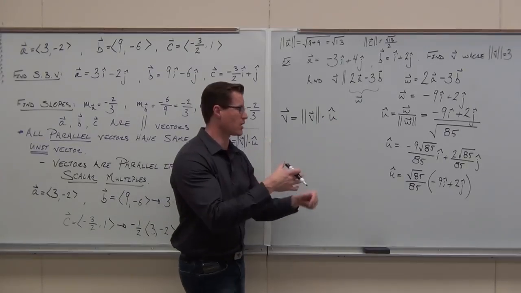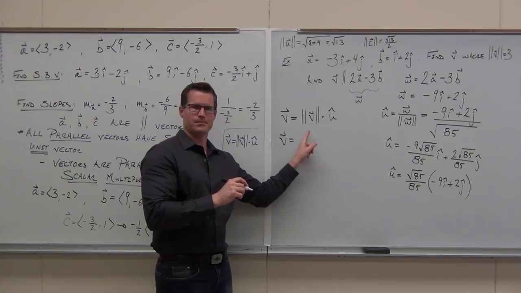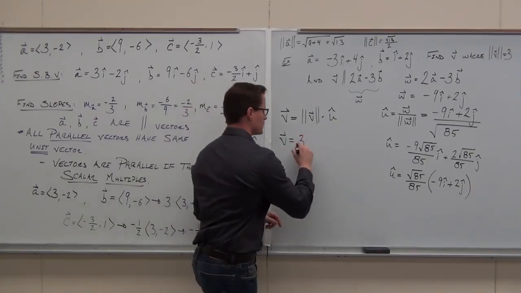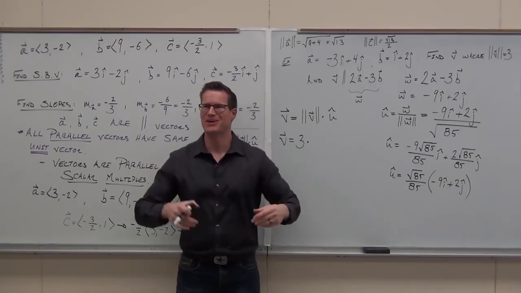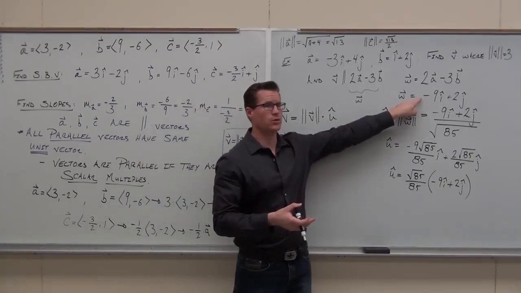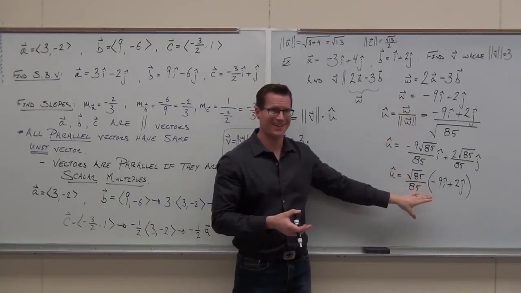So let's try it. Do we have that? What is it? Do we have, this is beautiful. Do we have the appropriate unit vector that we wanted? Yes. Is it W? No. What is it? U. Yes.